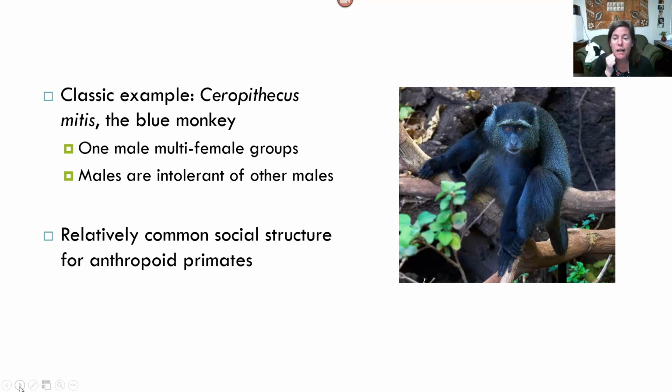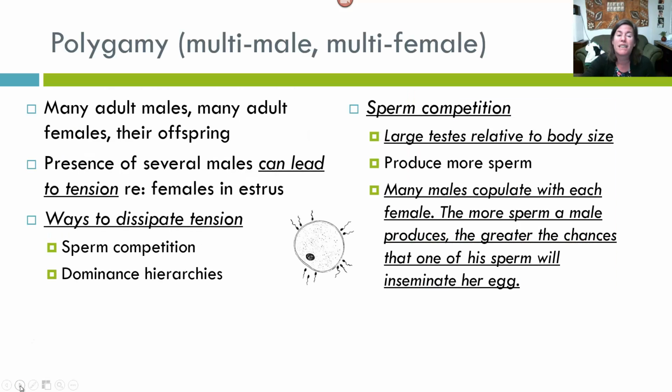A classic example of a polygynous primate is Cercopithecus mitis, the blue monkey. They have one male, multi-female groups, and the males are very intolerant of other males. This is a relatively common social structure for anthropoid or what you might call haplorhine primates.